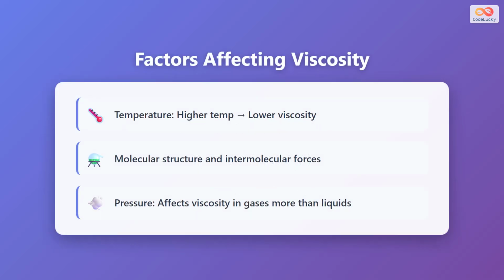Several factors influence the viscosity of a fluid. Temperature is the most important factor. For liquids, higher temperature leads to lower viscosity because increased thermal energy allows molecules to overcome their attractive forces more easily. Molecular structure and intermolecular forces also play a critical role. Fluids with larger, more complex molecules or stronger intermolecular attractions tend to have higher viscosity. Pressure affects viscosity too, particularly in gases more than in liquids. In gases, increased pressure can increase viscosity, while in most liquids, the effect of pressure is minimal.